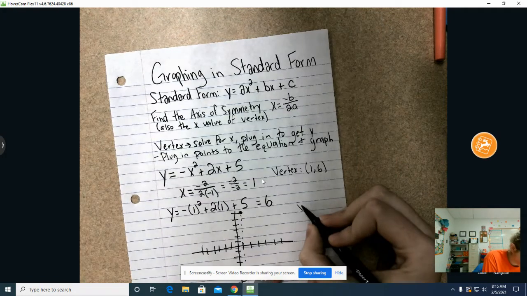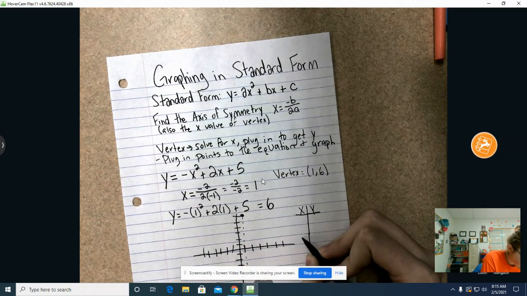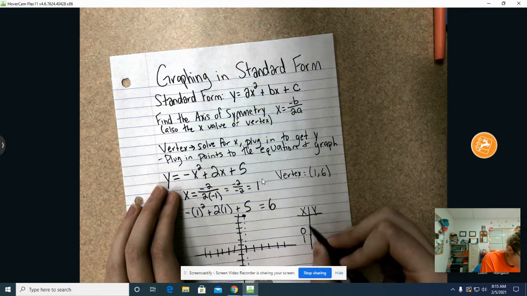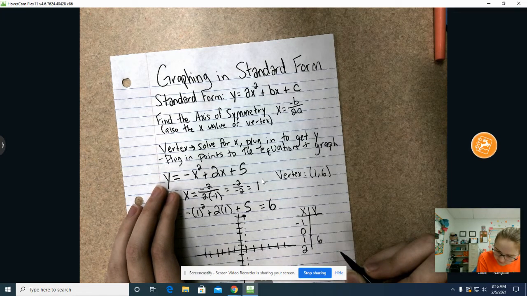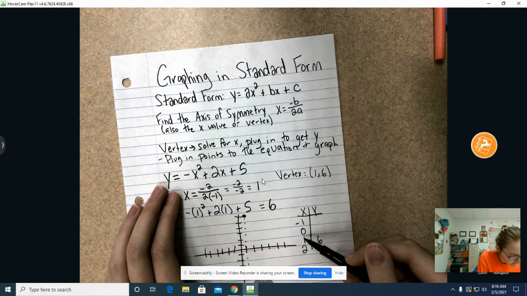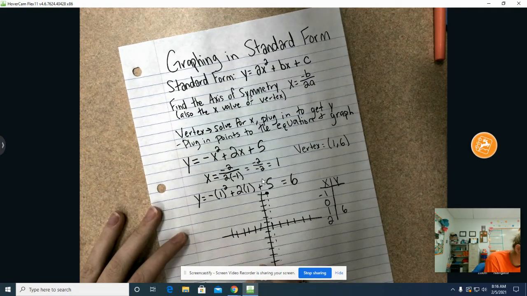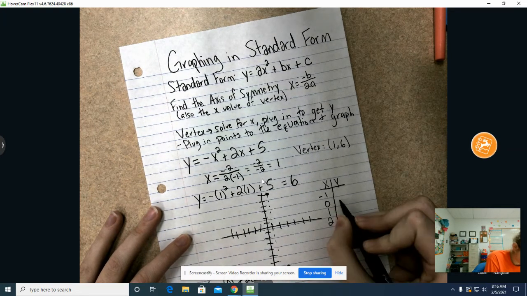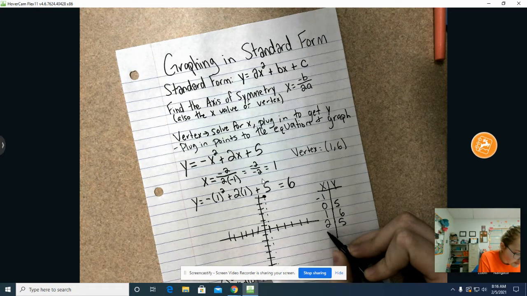So I'm going to want to make an XY table. And I'm going to put my vertex in the middle, so I'll have 1, 6. We'll do 0, -1, and 2. Yeah, we'll start there. So what we're going to do is we have our x's, we need to find our y's. So we'll have y equals negative 0 squared plus 2 times 0 plus 5, and that's going to equal 5.